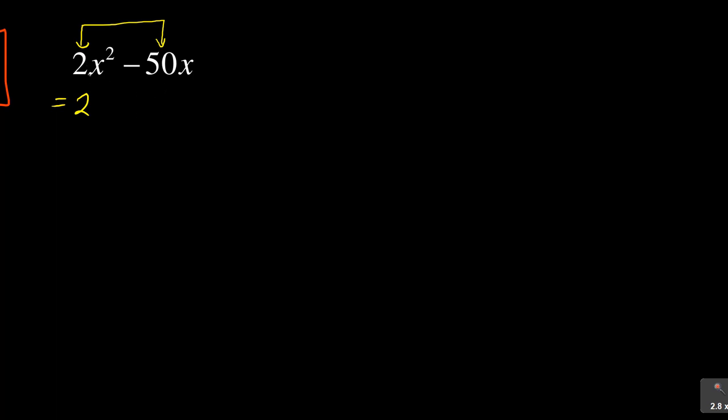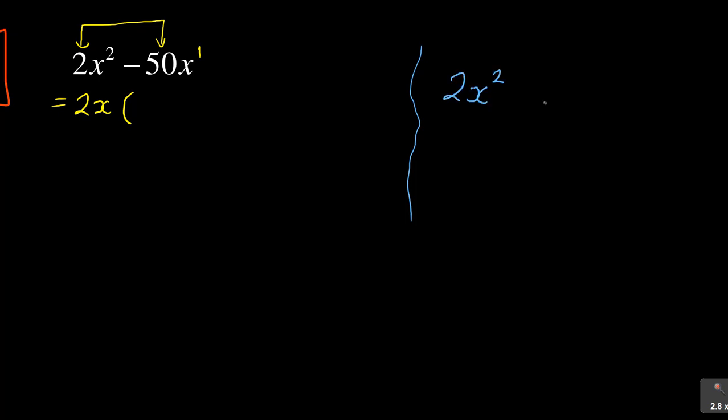Then, when you are given x squared and x, which is power 1, you just have to choose the one with the smallest power. In this case, it is x. So when you've done that, you put a bracket.